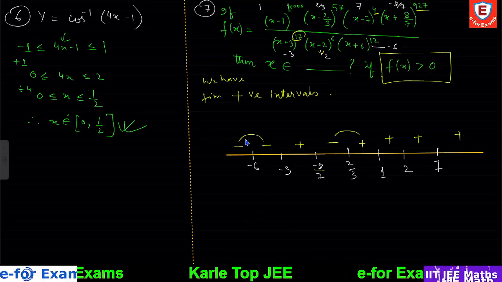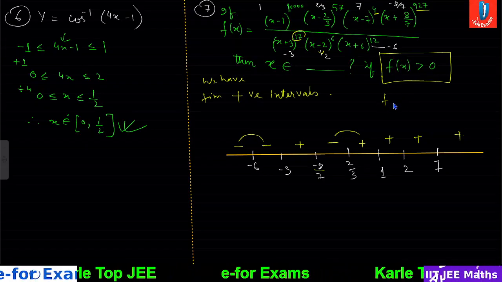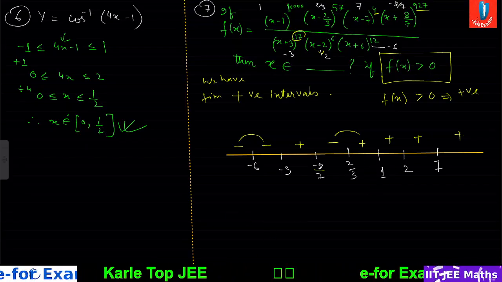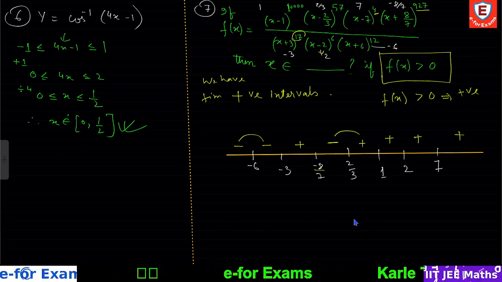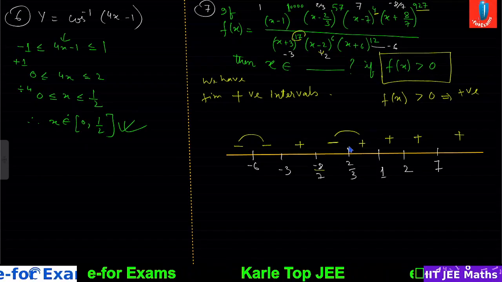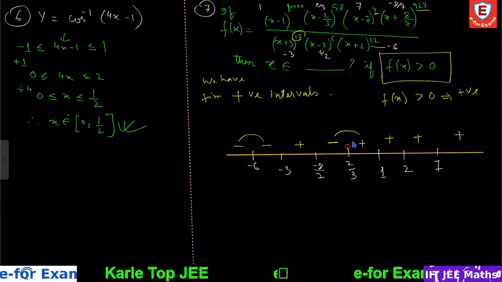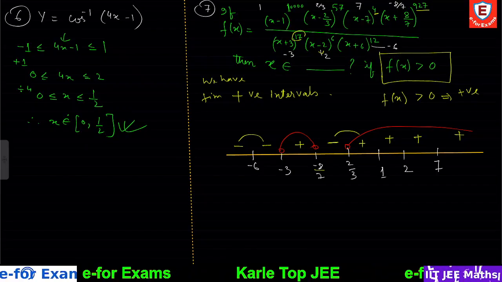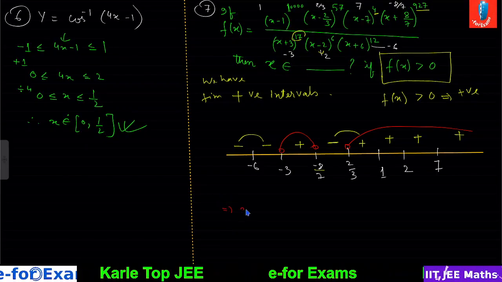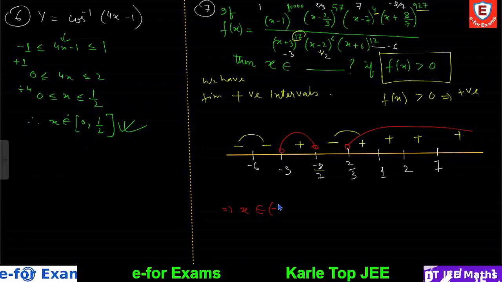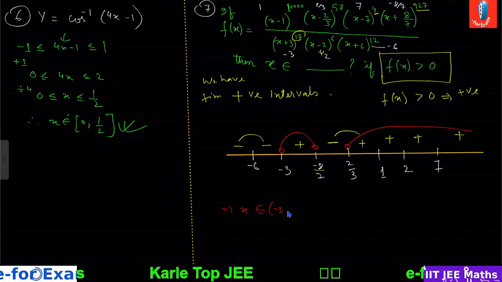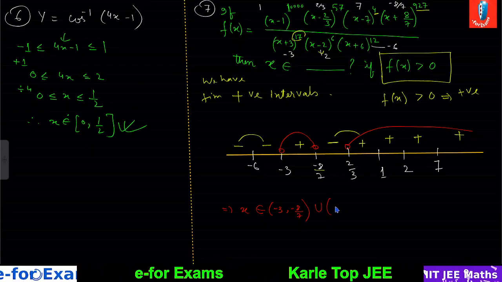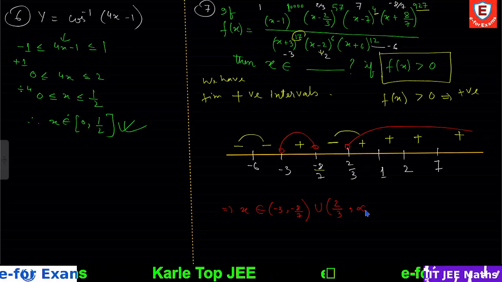The sign will be the same. Now it is given that the function f of x is greater than 0. So we have to find the positive interval. Positive interval here, let me use a different color, pink, red. Positive means from here to this one, and again from 2 by 3 to infinity. These are the positive answer. This implies x belongs to the open interval minus 3 to minus 8 by 7, and then union 2 by 3 to infinity.